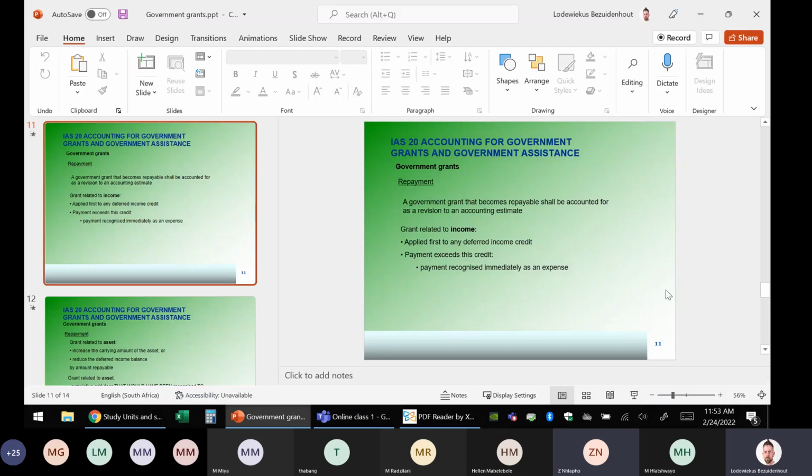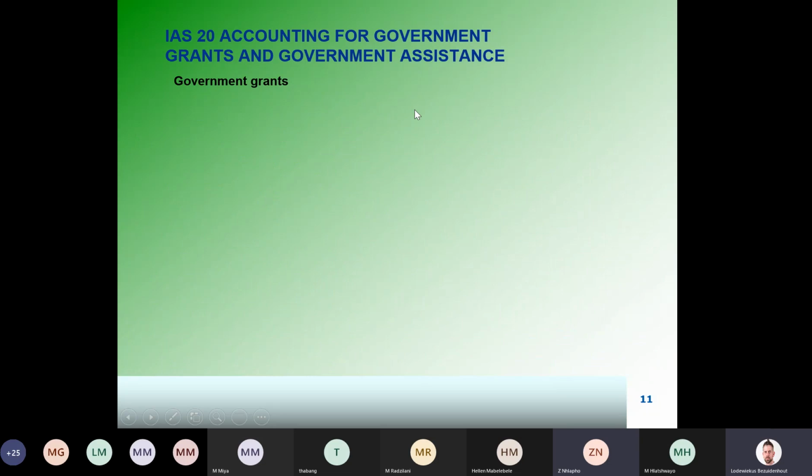Something that can also happen is that we have a grant and some time along the line, we don't meet the conditions of the grant anymore. And then we have to repay the grant. So when there's a repayment of a grant, there are certain rules that we have to apply. And it is actually very easy, but all you need to remember is when there's a repayment of a grant, you have to do the T accounts and the calculations from the beginning when you receive the grant.